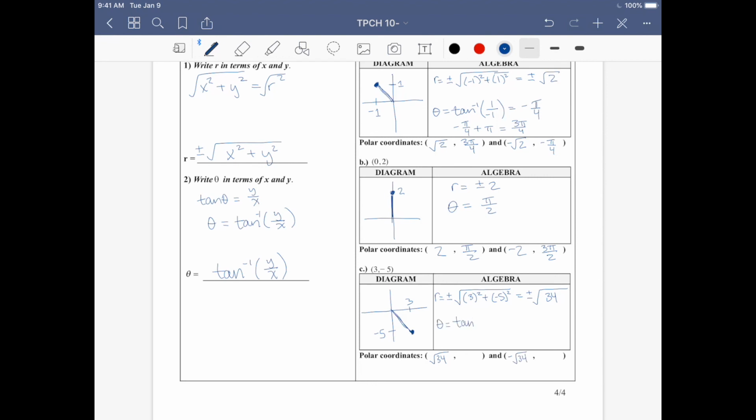Our angle is inverse tangent of negative 5 over 3. And make sure you're in radian mode. That is going to be negative 1.030 if I stick with my 3 decimal places. Now, this angle actually does put us in the 4th quadrant, which is where our point is. So I'm going to use that with the positive radius. To get to the other one, I must add pi.